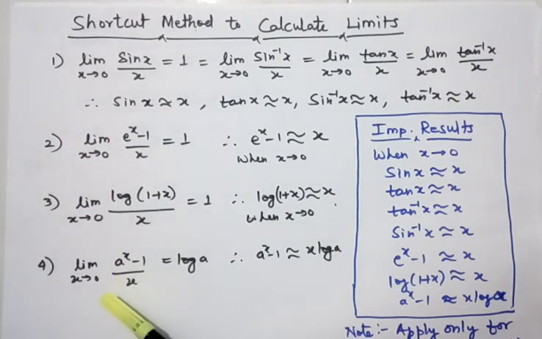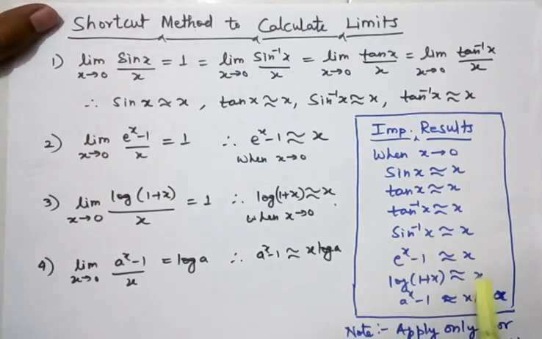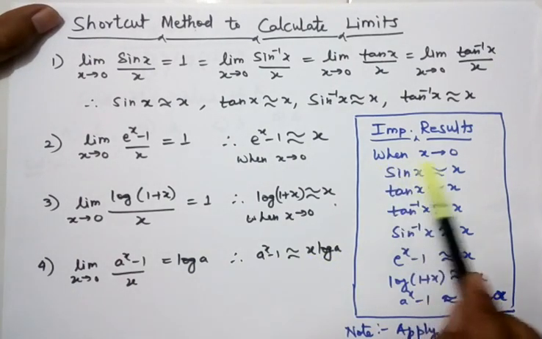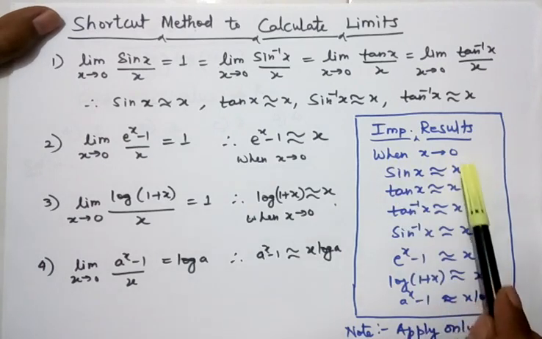Last limit: x tends to 0, a power x minus 1 by x is equals to log a. Shift x to right side, a power x minus 1 is equals to x log a. So these are our approximation values. When x tends to 0, this is a condition required.